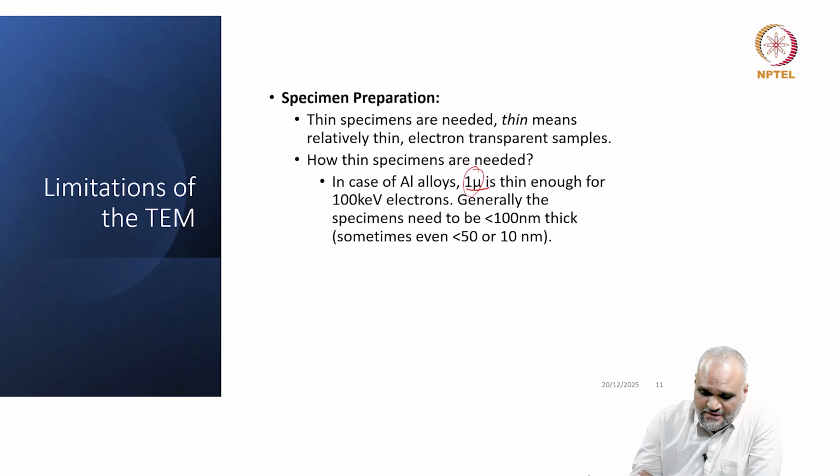Initially, when people were using 1 million electron volt microscopes, you preferred to have thicker specimens because the beam damage is significantly higher. But like I was mentioning, 100 nanometer or 50 or even 10 nanometer thick specimens are good enough to get meaningful information. Now, what is the limitation here?